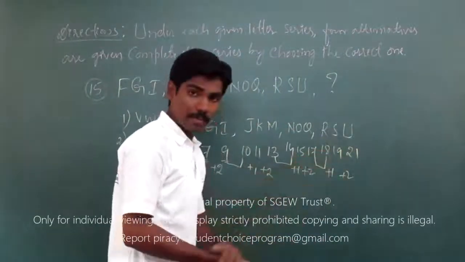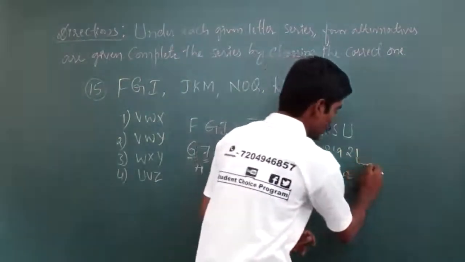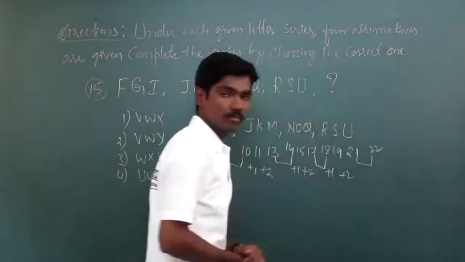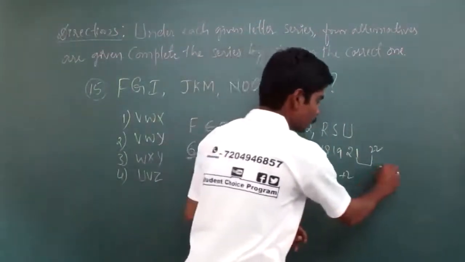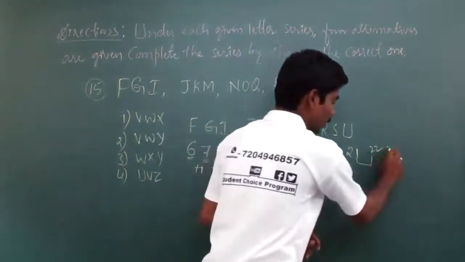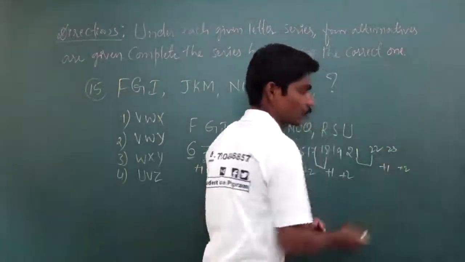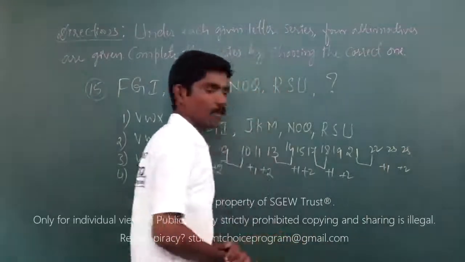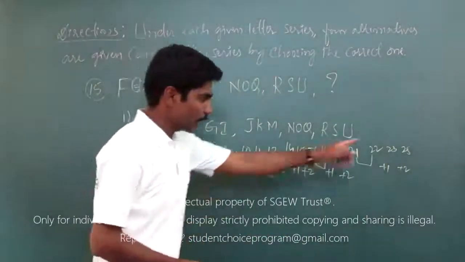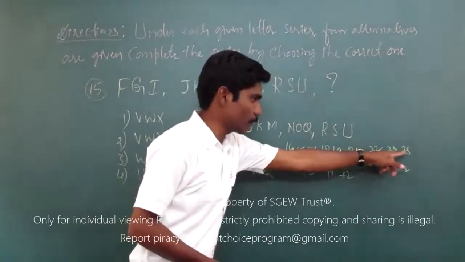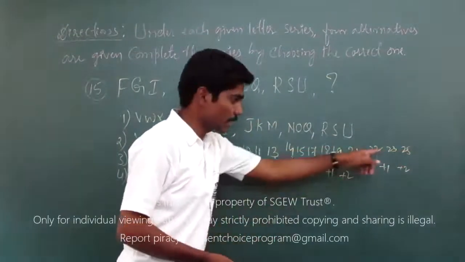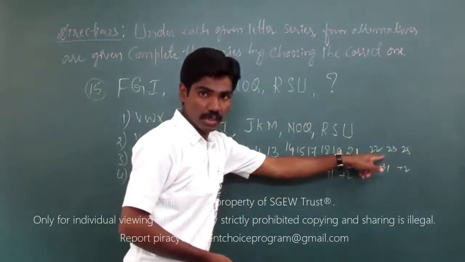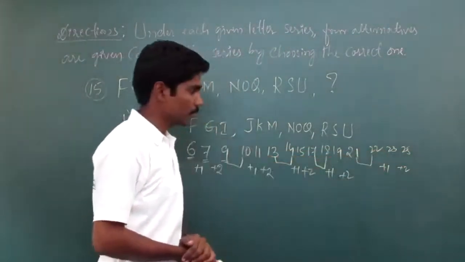Now, the next number will be what? The continuation of 21, that will be 22. Next, plus 1. Plus 1 means what? 23. Next, plus 2. Plus 2 means what? 25. Okay. Now, this 22, 23, 25 indicates what? They indicate the positions of the letters.